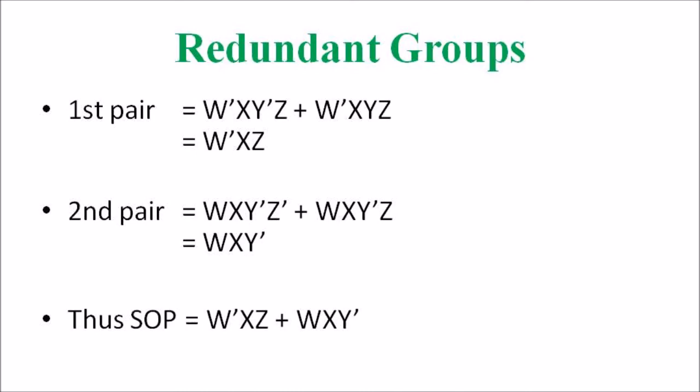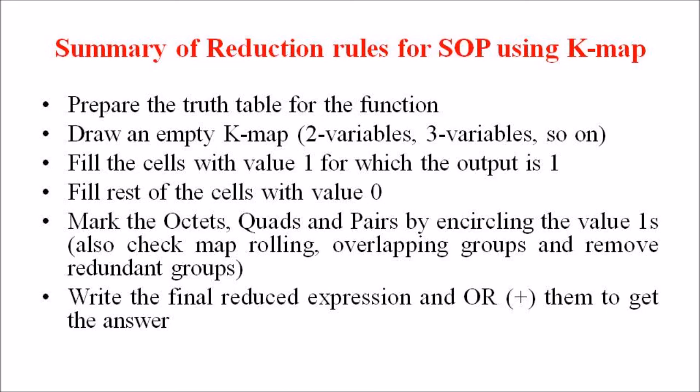So this set of rules for K-map reduction for SOP can be summarized as follows. The first point to be considered is to prepare the truth table for the function. Secondly, draw an empty K-map with 2, 3 or 4 variables. Thirdly, fill the cells with value 1 for which the output is 1. Fourth point is to fill the rest of the cells with value 0.